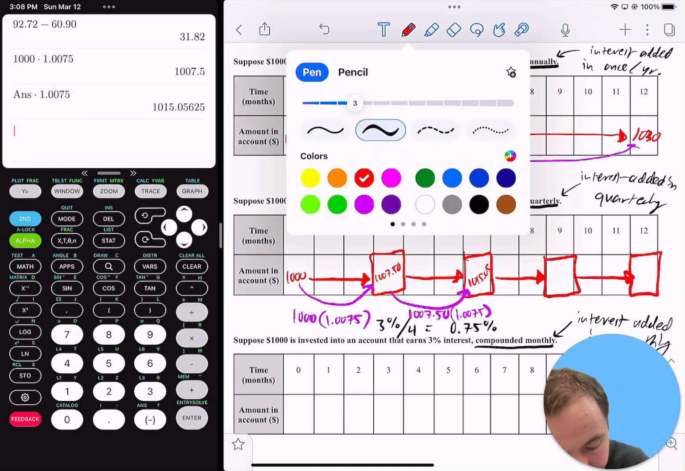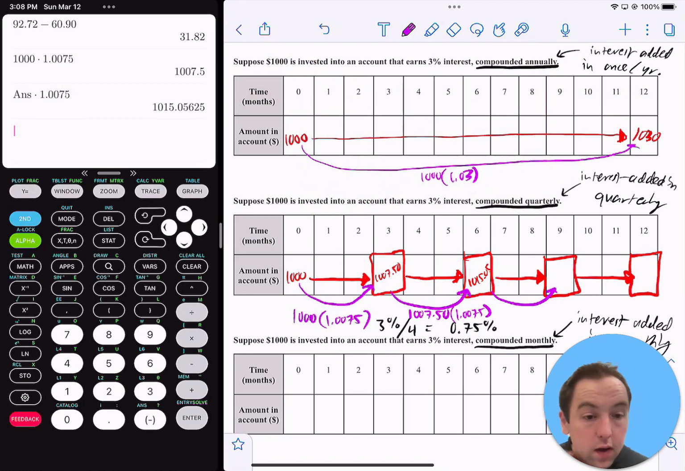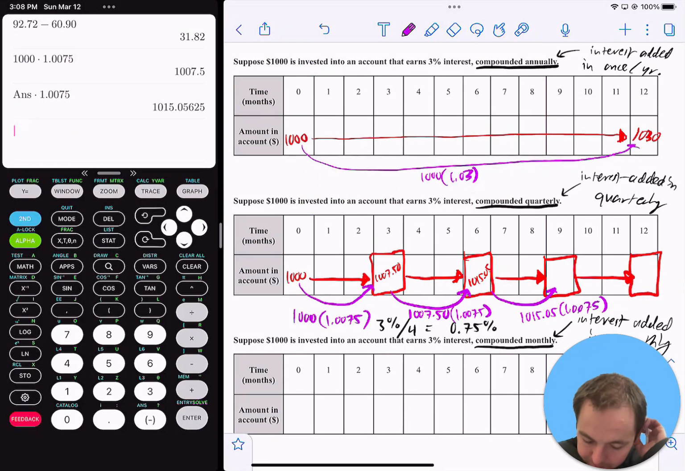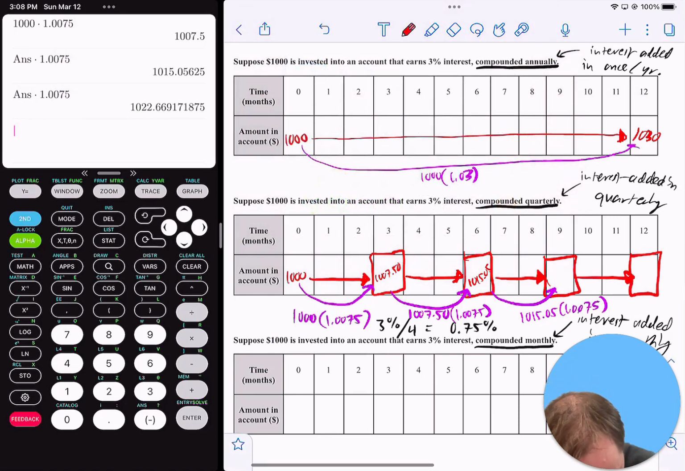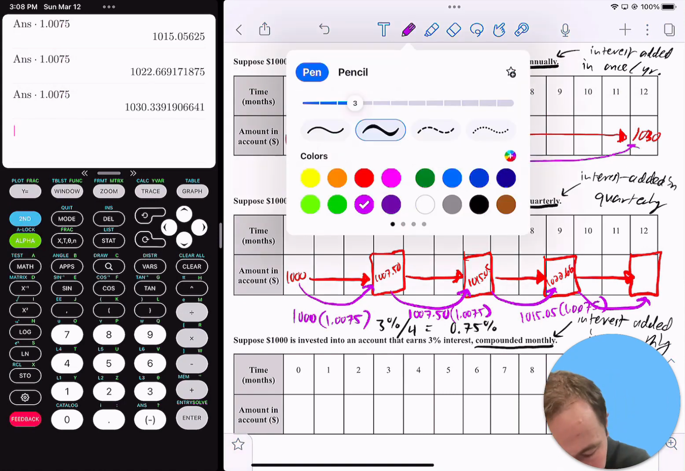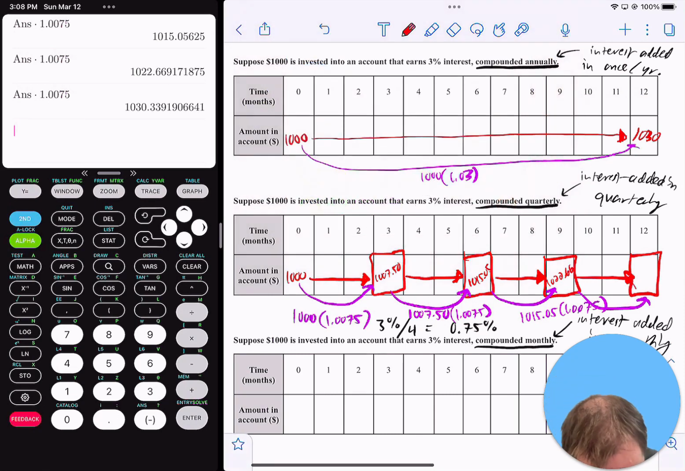Of course that's going to continue to happen. To get to the end of the third quarter, we're going to take our most recent balance of $1,015 and 5 cents, and then increase it by 100.75%. If we update that, we're going to get $1,022.66, almost 67 cents. Then finally, if we do that one last time to get to the end of the year, increasing it by 100.75%, we're going to end up getting 1,030, as the calculator says, and 33 cents.